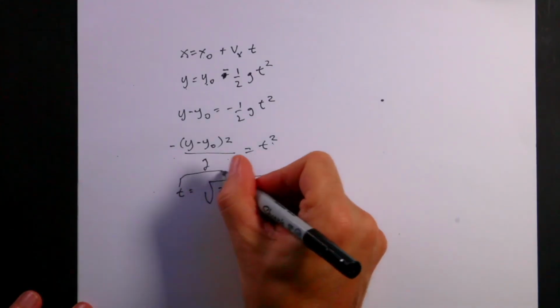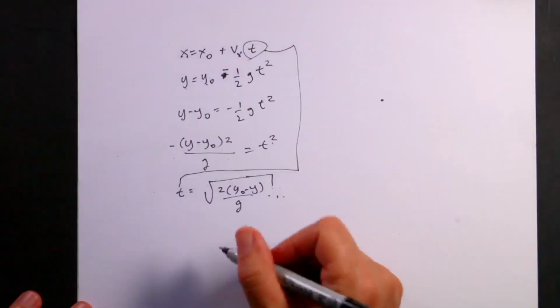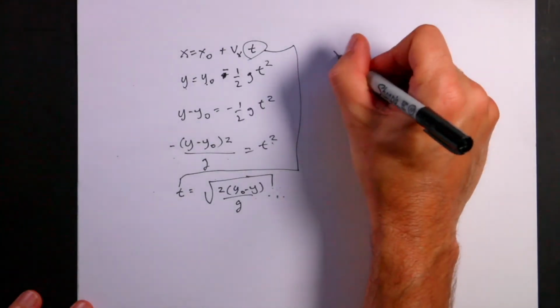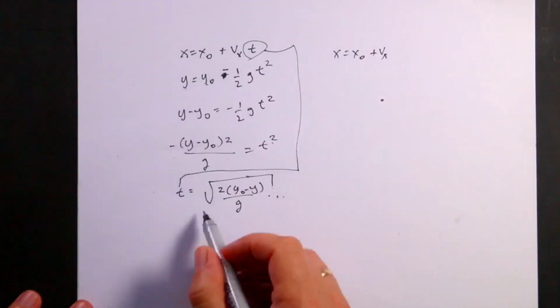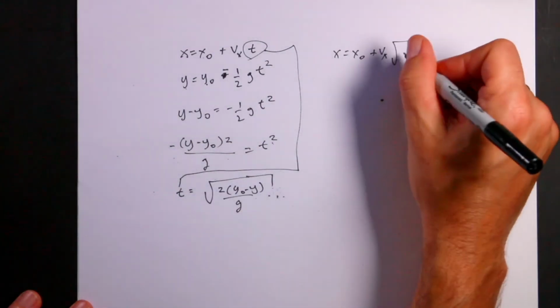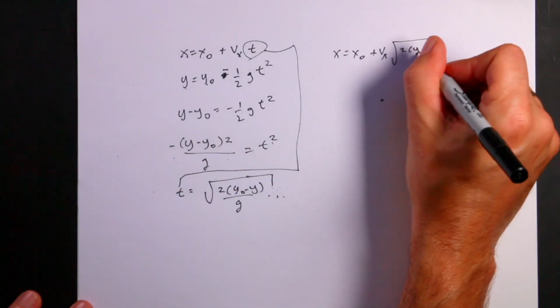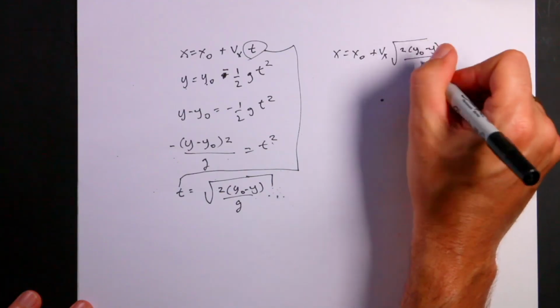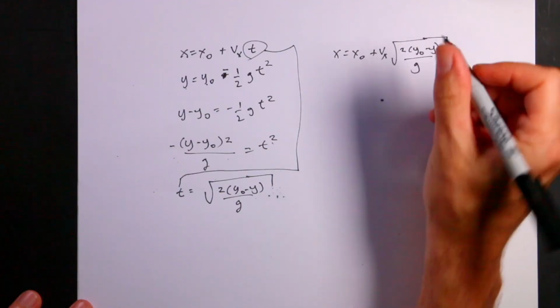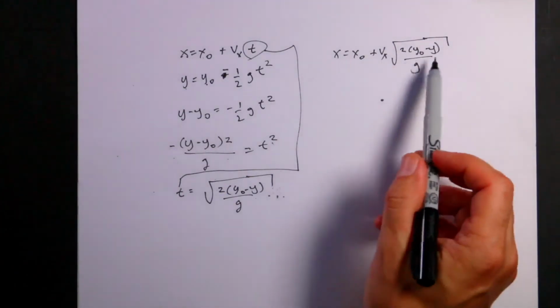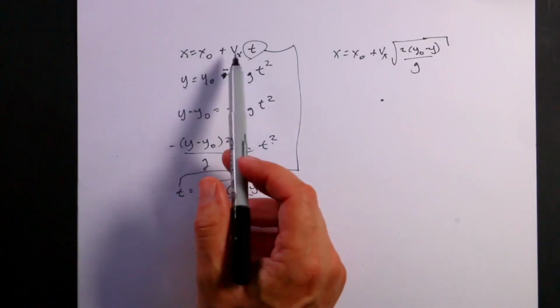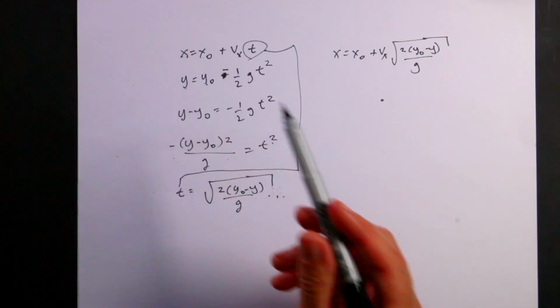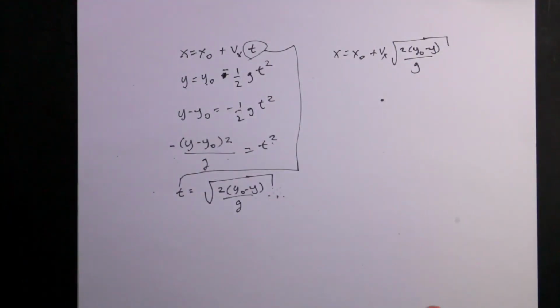Now I can plug this value in for that. So this gives me x equals x0 plus vx, and instead of t, I'm going to write this whole thing: the square root of 2 times y0 minus y over g. And then we're done, right? Because I know all these other values. That's how you solve two equations with two unknowns. You take one of the equations, solve for a variable, and then plug it into the other equation. This is just one example. We see this all the time.